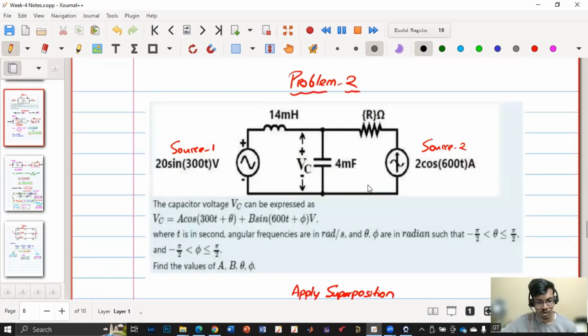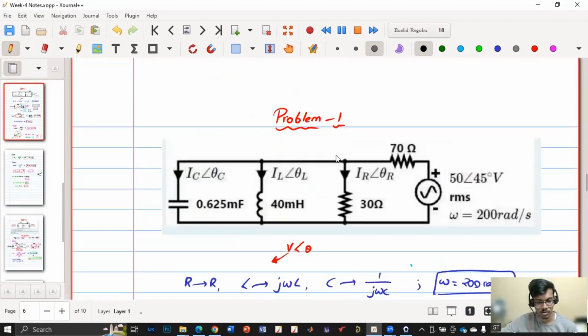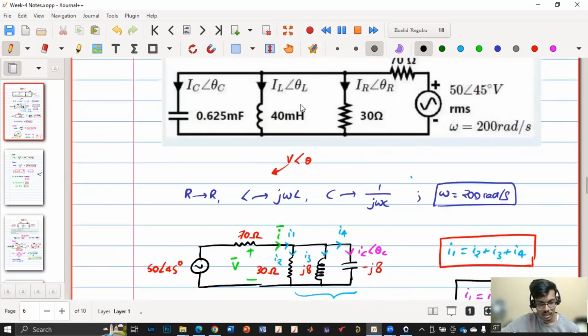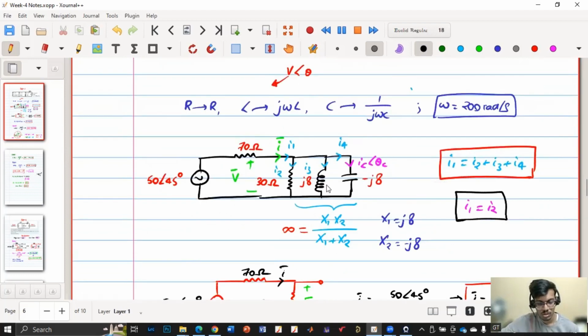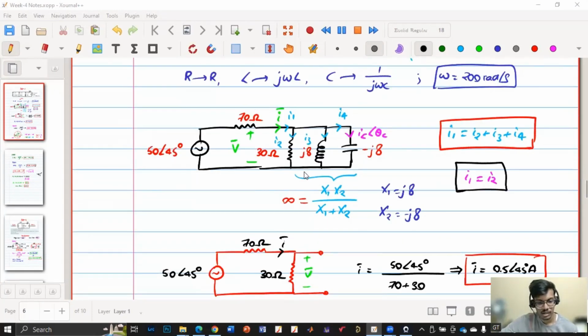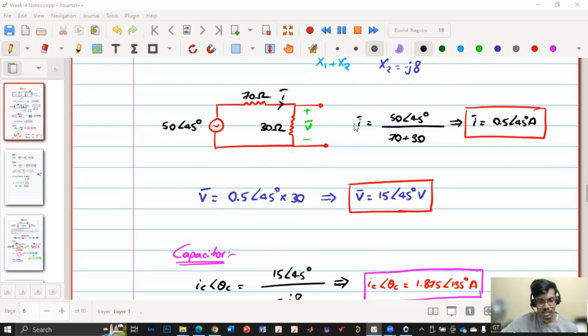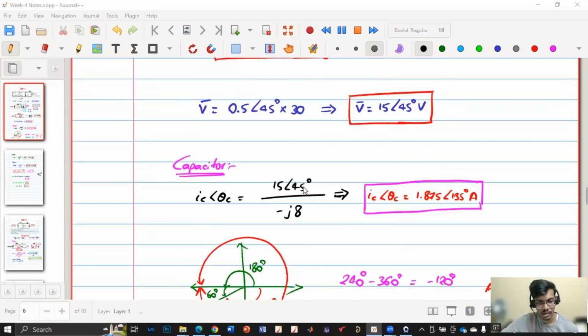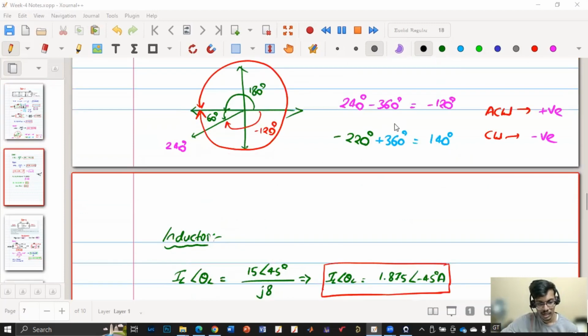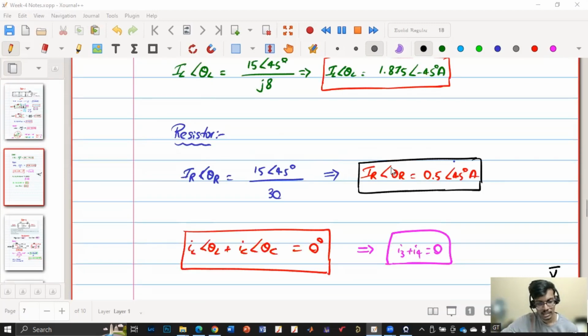So let me just revise what we have discussed in the problem solving session. The first question is an RLC network where they are giving voltage and asking for currents. First, we found the complex reactances XL and XC from the given resistors, L and C. Then we found the impedance, calculated the voltage, and for current, V by impedance gives the current. So we calculated IL angle theta L, IC angle theta C, IR angle theta R.